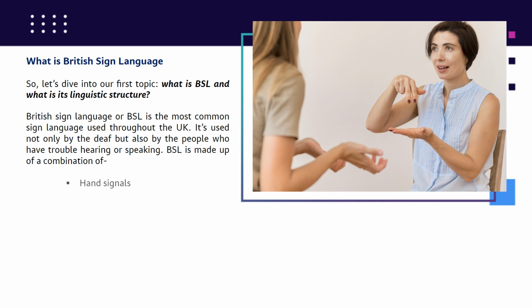British Sign Language, or BSL, is the most common sign language used throughout the UK. It's used not only by the deaf but also by the people who have trouble hearing or speaking. BSL is made up of a combination of hand signals, lip patterns, facial expressions and body movements.